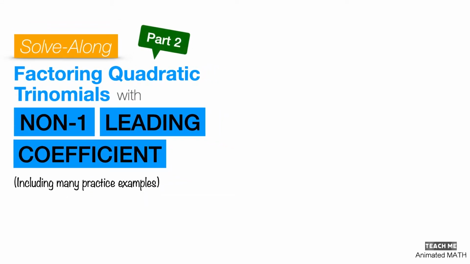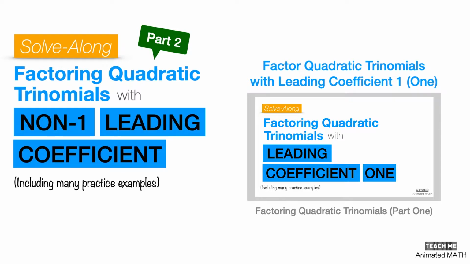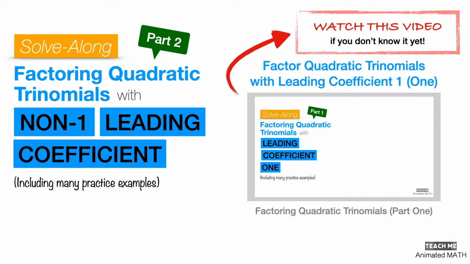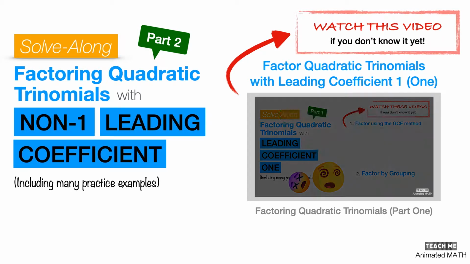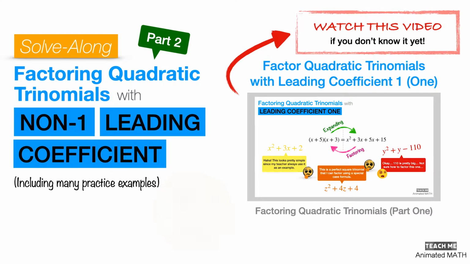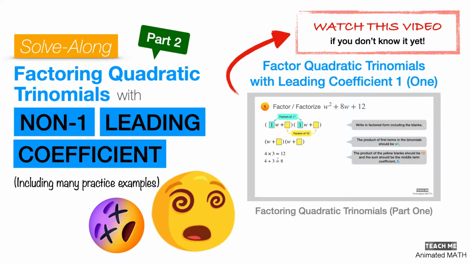This is the second part, and we'll focus on factoring quadratic trinomials with non-1 leading coefficient. So, if you have no clue how to factor quadratic trinomials with leading coefficient 1, or you haven't seen our video for it yet, then be sure to click the I button. Because if you don't have that knowledge, I can guarantee that you'll be making these facial expressions watching any video about factoring quadratic trinomials with non-1 leading coefficient.